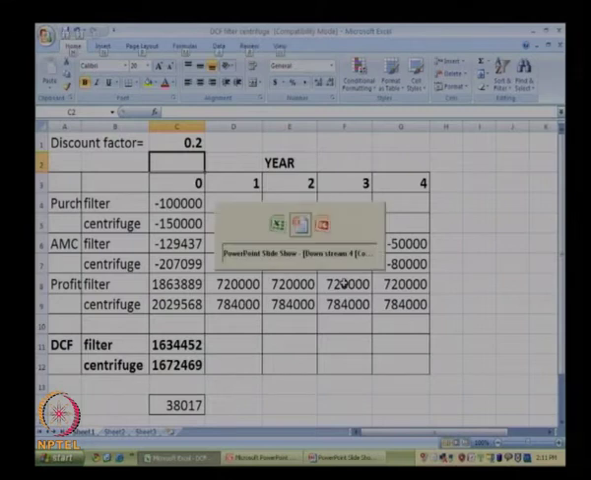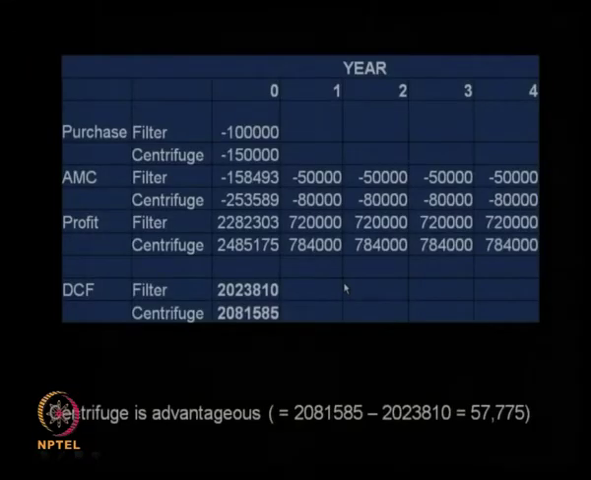Okay, let us go back to our problem. So you see that the efficiency between a centrifuge and a filter is different, the cost of the centrifuge and filter is different, the annual maintenance contract between a centrifuge and a filter is different, the profit you make between a centrifuge and a filter is different. So we make use of all these together in deciding whether I should buy a centrifuge or whether I should buy a filter.